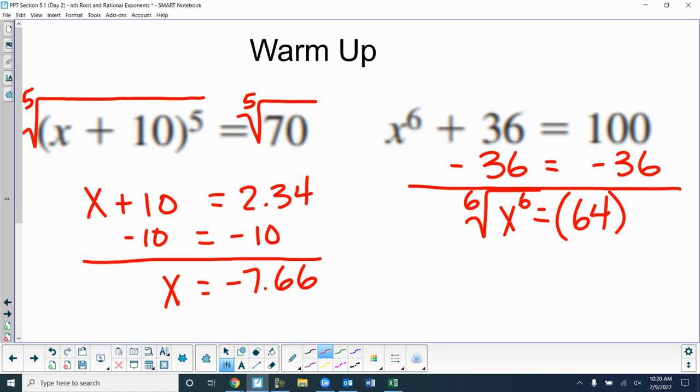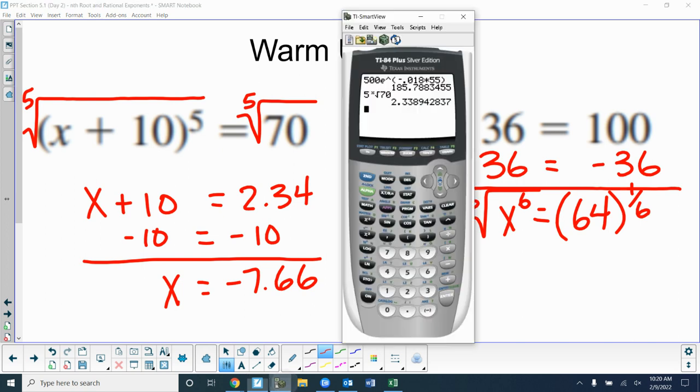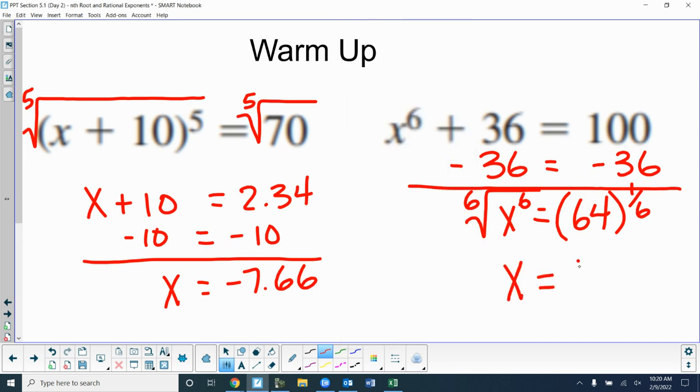Now, what's another way I could do this? Instead of taking the 6th root, what's that exponent? 1 over 6. So if you wanted to, instead of putting a 6 in math, 5, and then 64, you could put 64 to the 1/6 power. That's the same thing, okay? So we learned that yesterday, right? Either way, you get 2, but remember, this was even, so we have to do plus or minus 2.